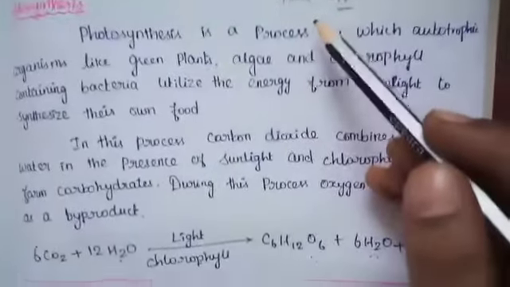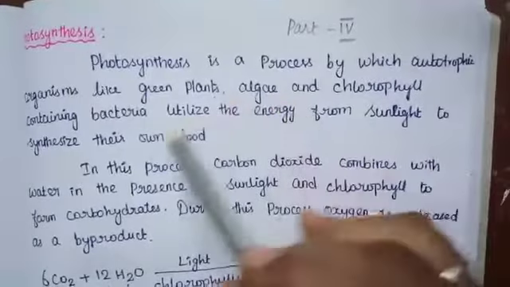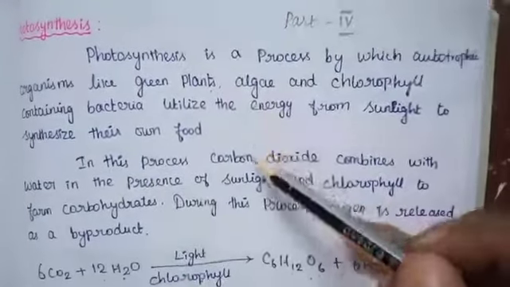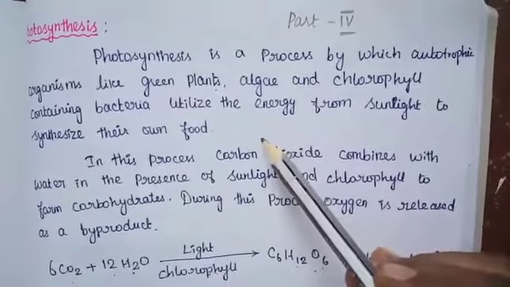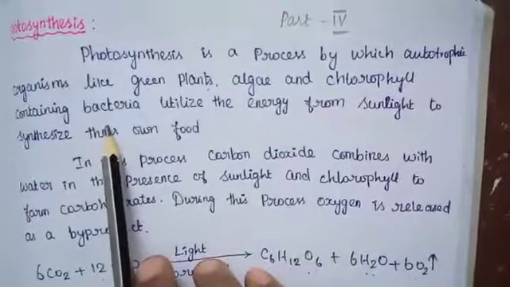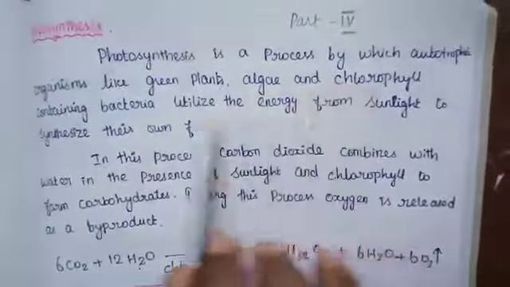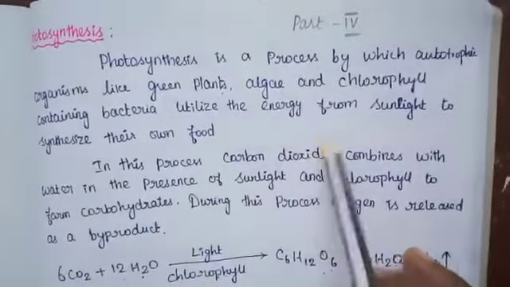Very good. This is part 4, continuation of part 3. Photosynthesis. Photosynthesis is a process by which autotrophic organisms like green plants, algae, and chlorophyll containing bacteria utilize energy from sunlight to synthesize their own food.